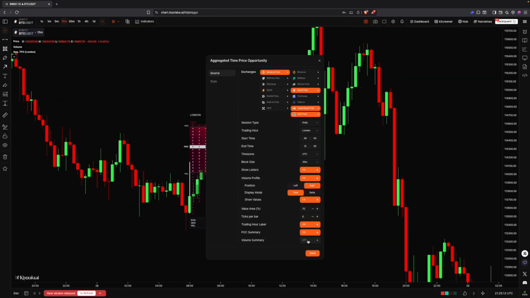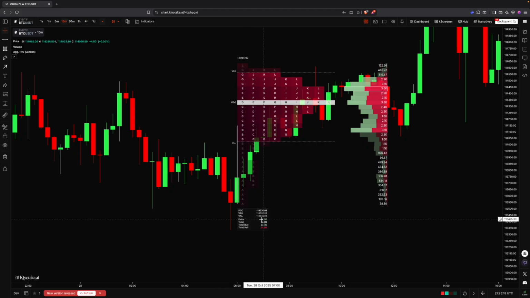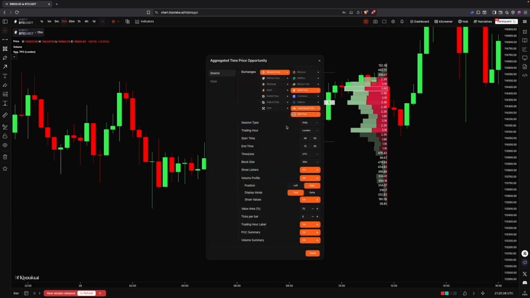Next up, we've got the volume summary, right? So you've got down here your delta, 2.7K, which is a volume denoted in Bitcoin. The volume delta of this day was 2.7K with a total volume of 44.7. Buyers contributed 23.7 and sellers were 21.7, right? So the delta is the difference between this 23.7 and 21,000, right?